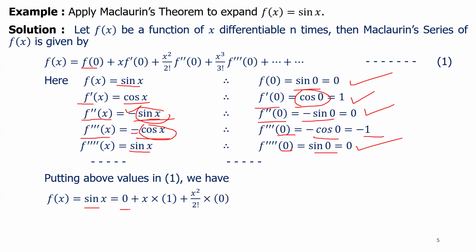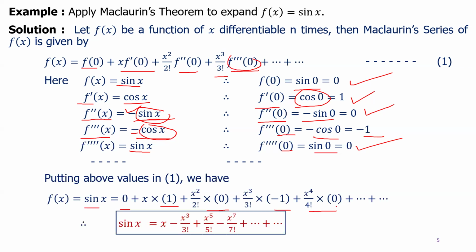f of 0 is 0. f dash of 0 is 1. f double dash of 0 is 0. x cube upon 3 factorial into f triple dash of 0 is minus 1, x to the power 4 upon 4 factorial into 0, and so on. So therefore sin x is equal to x minus x cube upon 3 factorial plus x to the power 5 upon 5 factorial minus x to the power 7 upon 7 factorial and so on.